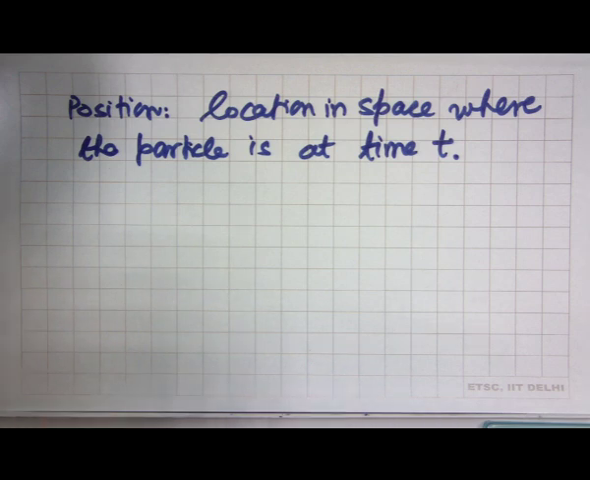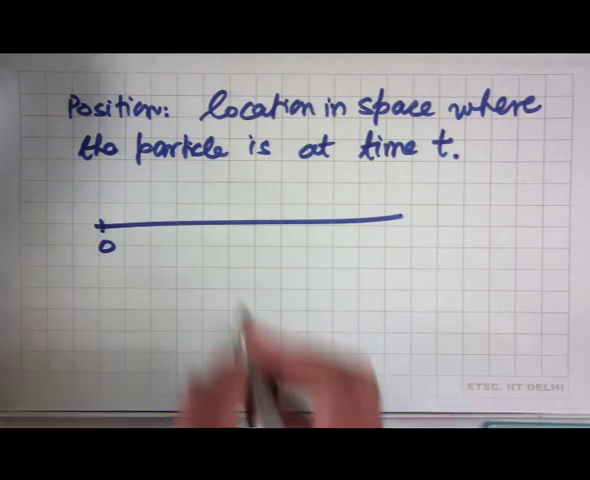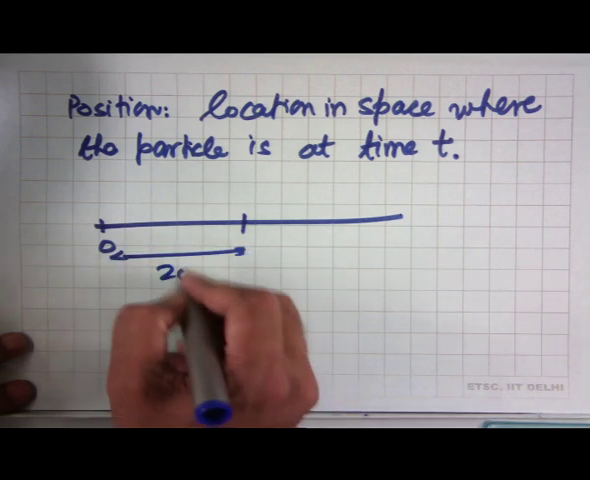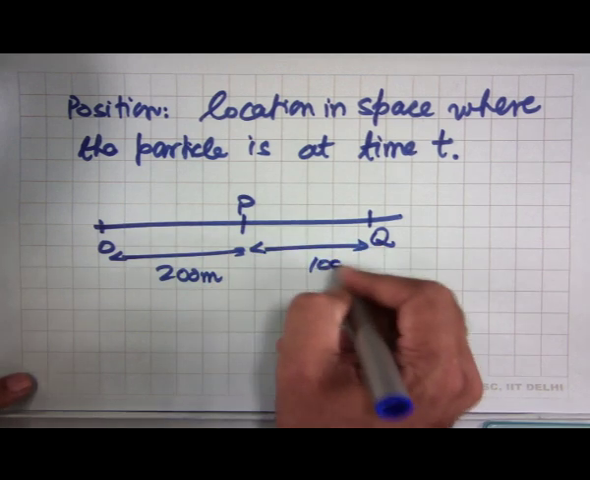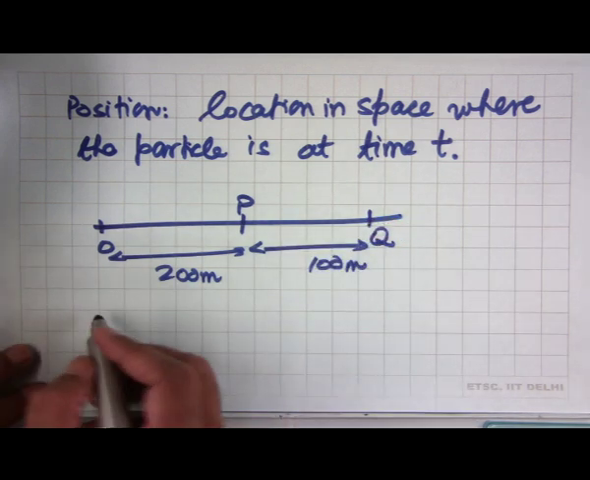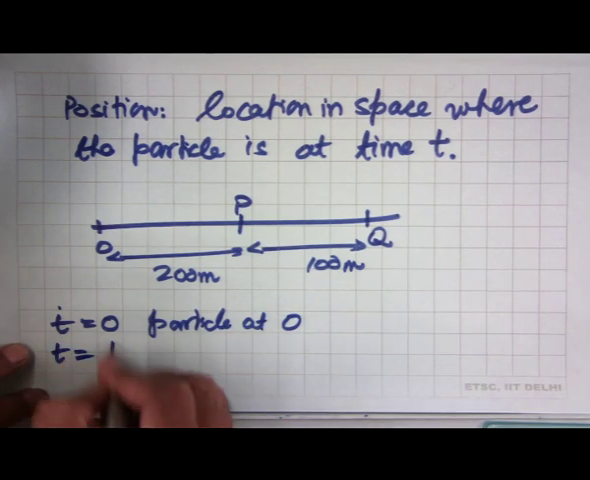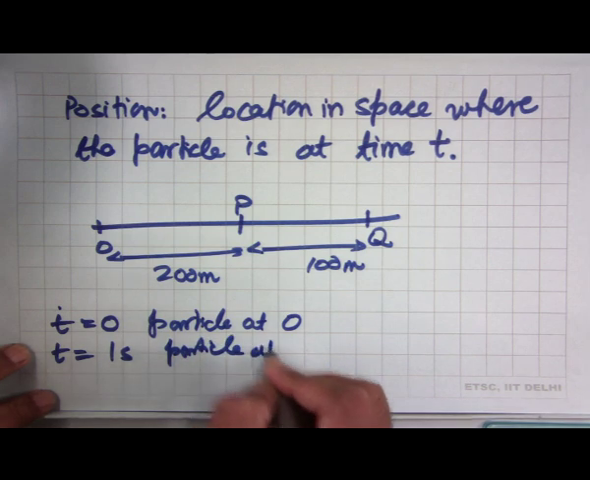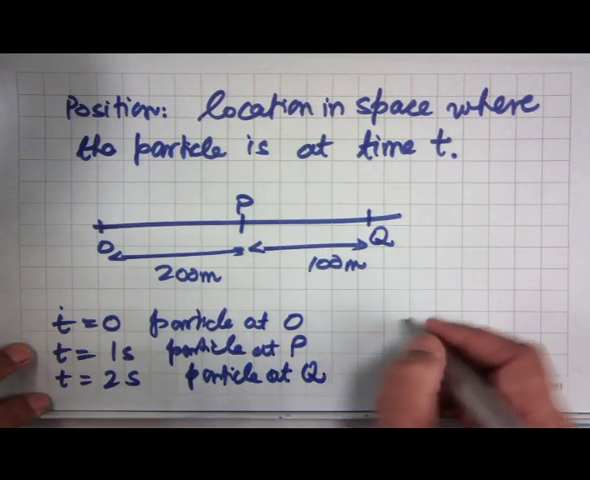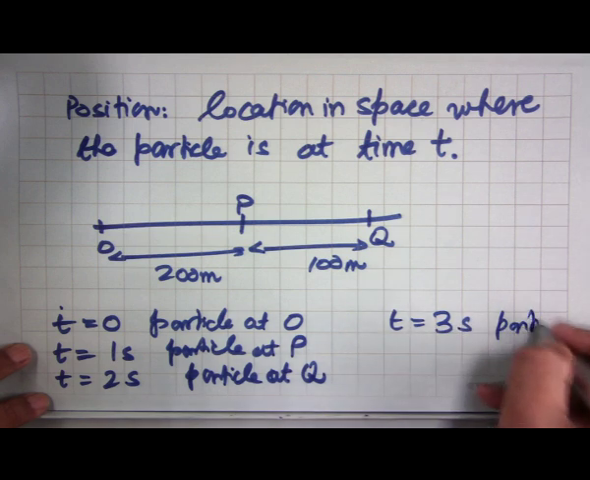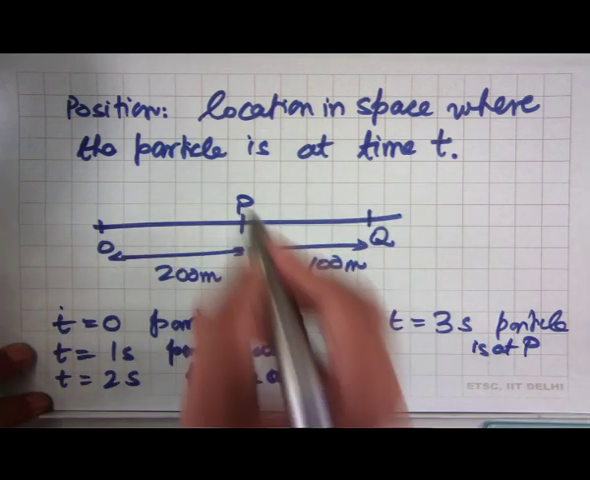So, as the particle moves, for example, suppose this is the path. At time t is equal to 0, the particle is here at O; there is a distance of 200 meters, this is point P, and this is point Q, which is another 100 meters from P. At t is equal to 1 second, the particle is at P, at t is equal to 2 seconds, the particle is at Q, and at t is equal to 3 seconds, the particle is at P. That means the particle moves from O to P, P to Q, and then comes back to P.